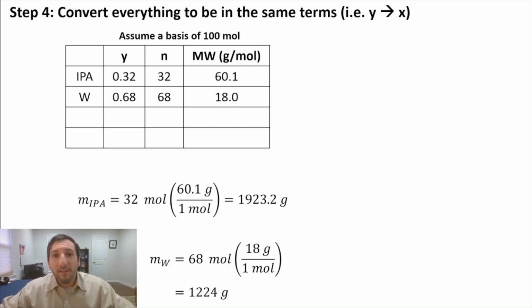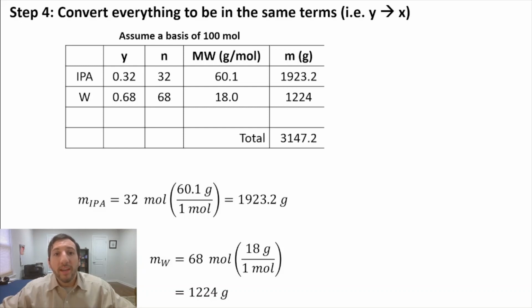Now that I have those individual masses of each component, I can total them to get the total mass of the system. In this case, that's 3,147.2 grams. Now that I have my total mass and the mass of each component, we can solve for our mass fractions.